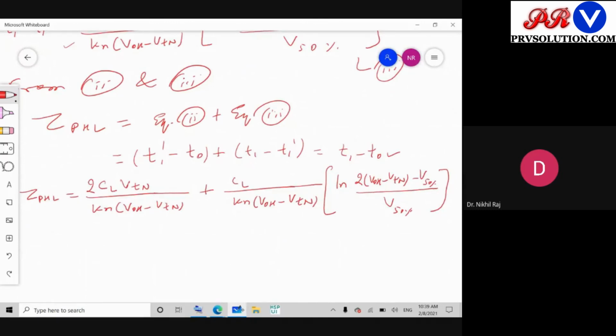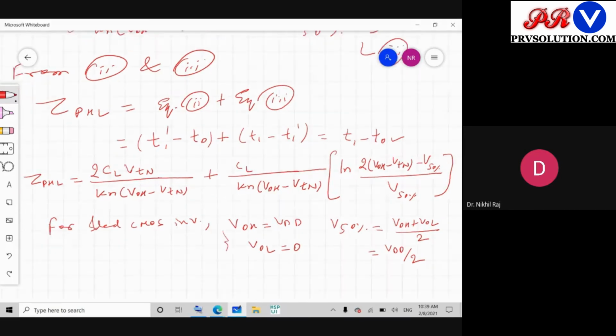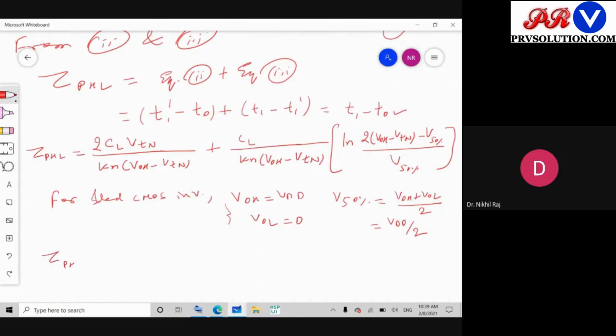Now we'll recall for the CMOS inverter. So for an ideal CMOS inverter, what was the case? My VOH is how much? VDD. What is VOL? VOL is 0. We know these two swings are there: VDD and 0. And what about V50%? V50% is nothing but VOH plus VOL divided by 2. So for the inverter case, it will be VDD by 2. Now these variables we will put in the TPHL equation.